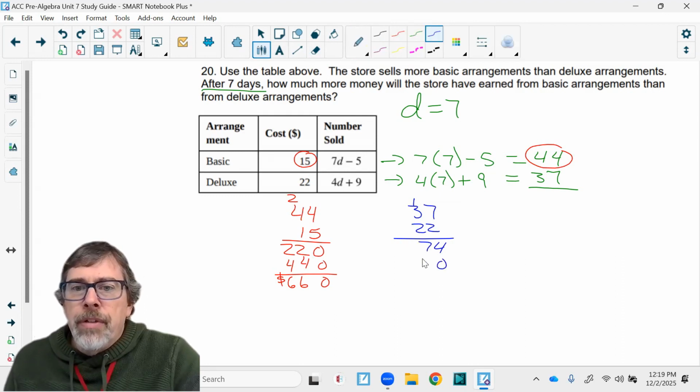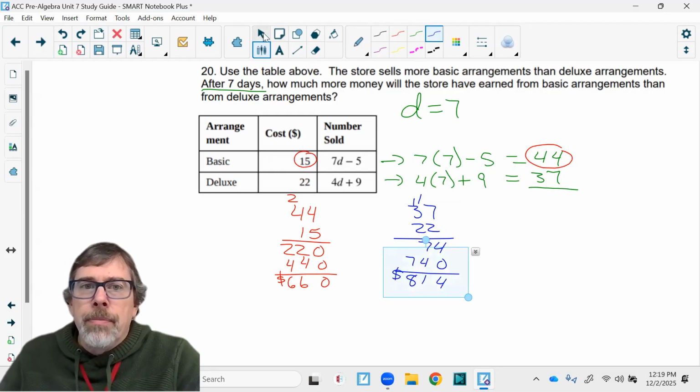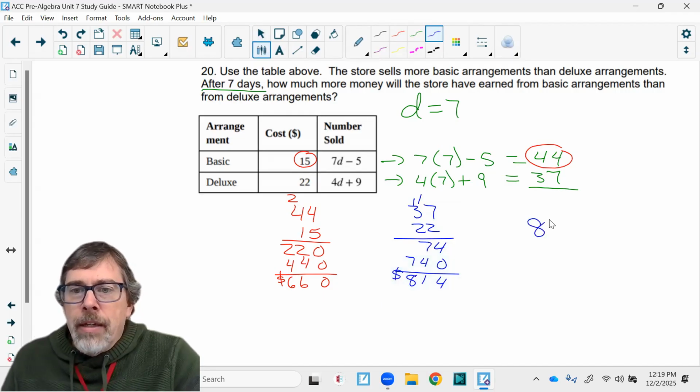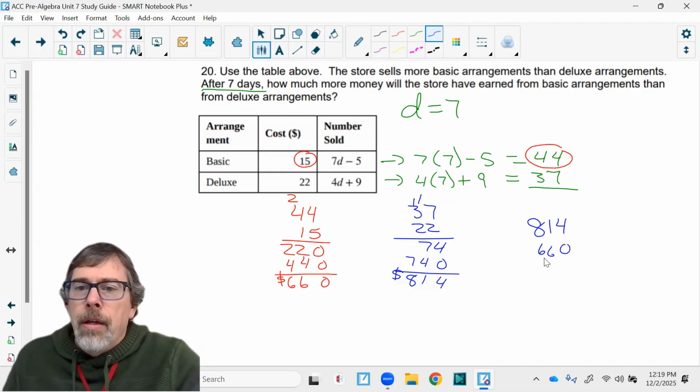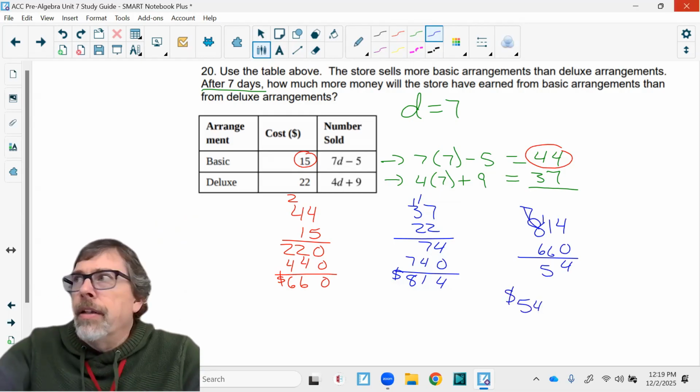Bring down a 0. 7 times 2 is 14. Carry the 1. 3 times 2 is 6. Plus 1 is 7. And I get $814. Now I'm going to subtract 814 and 660. And I'm going to get $54 more from the basic than the deluxe.